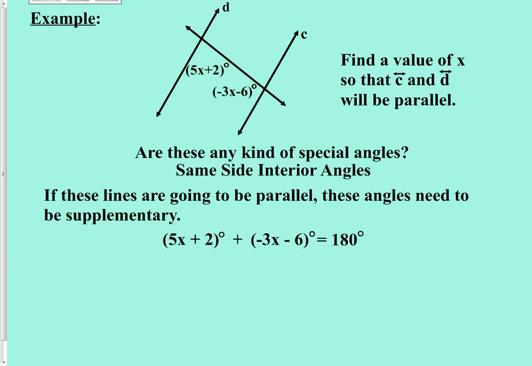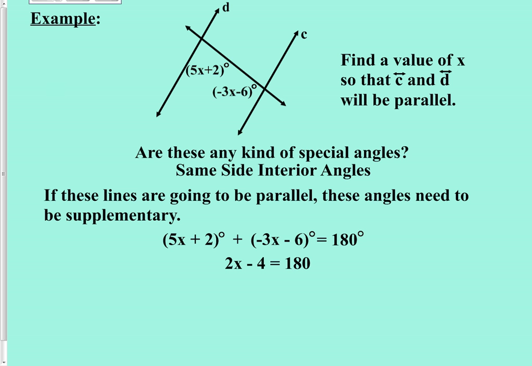Step 2 would be to combine like terms. We definitely have like terms on the left side of the problem. We have 5x's and then we have negative 3x's. There's no reason for them to be apart like that, so we're going to combine them. 5x's take away 3x's will be 2x's. We also have 2 constants and negative 6 constants. They do not need to be apart like that, so we will combine them. Positive 2 minus 6 is negative 4. So the next line of our equation says 2x minus 4 equals 180.